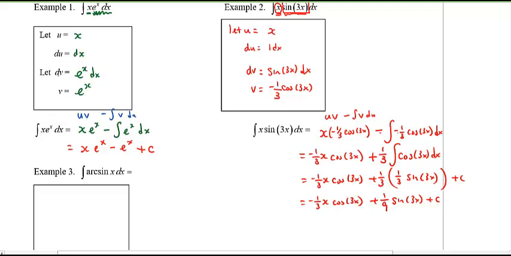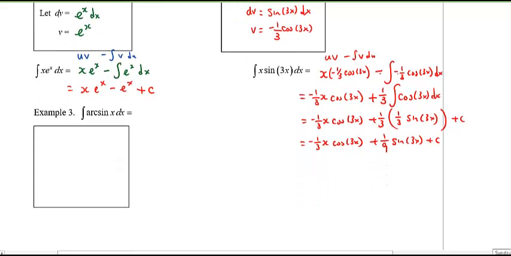Okay? Now, example number 3. Arc sine x dx. And you're like, this ain't a product. Why do I even need this? Okay, let's hold on. Well, it's in this section, so we must be using integration by parts. So, okay, well, just hold on.